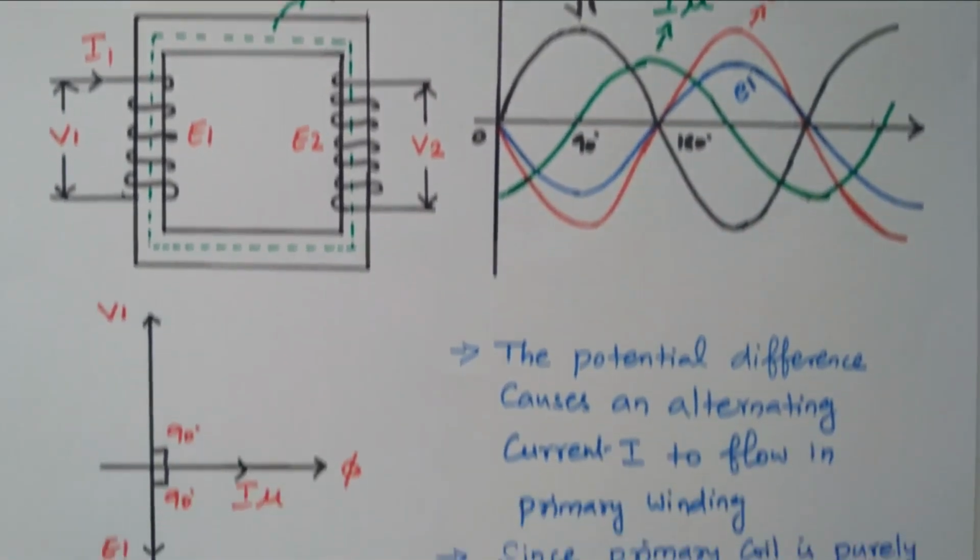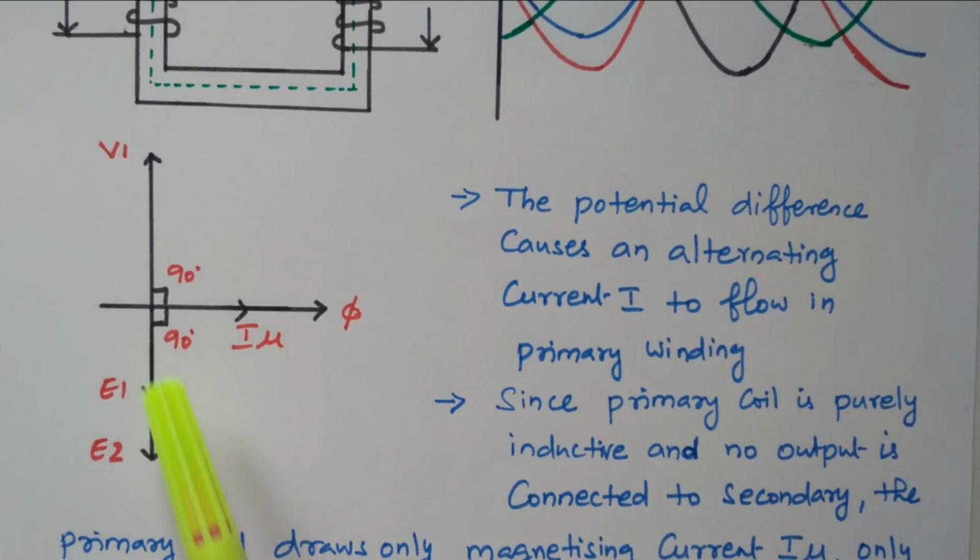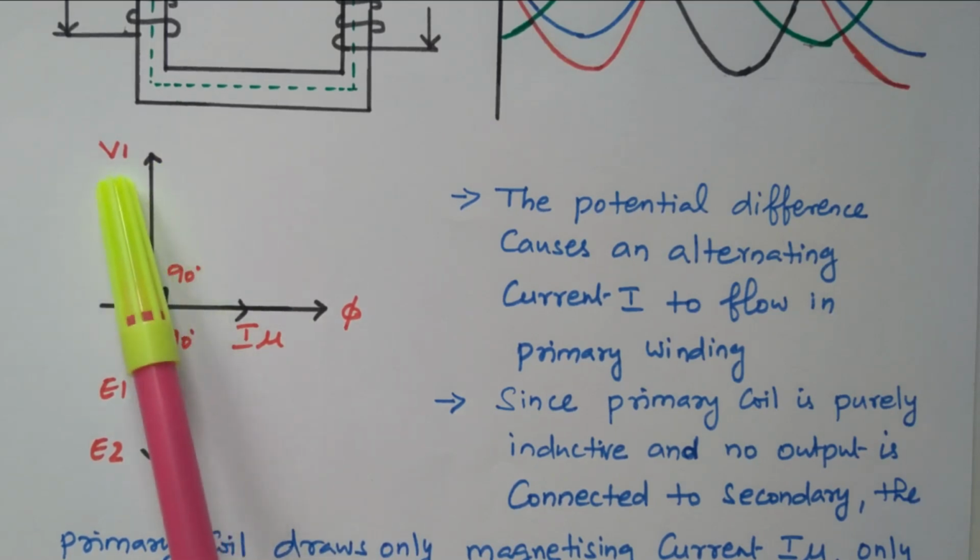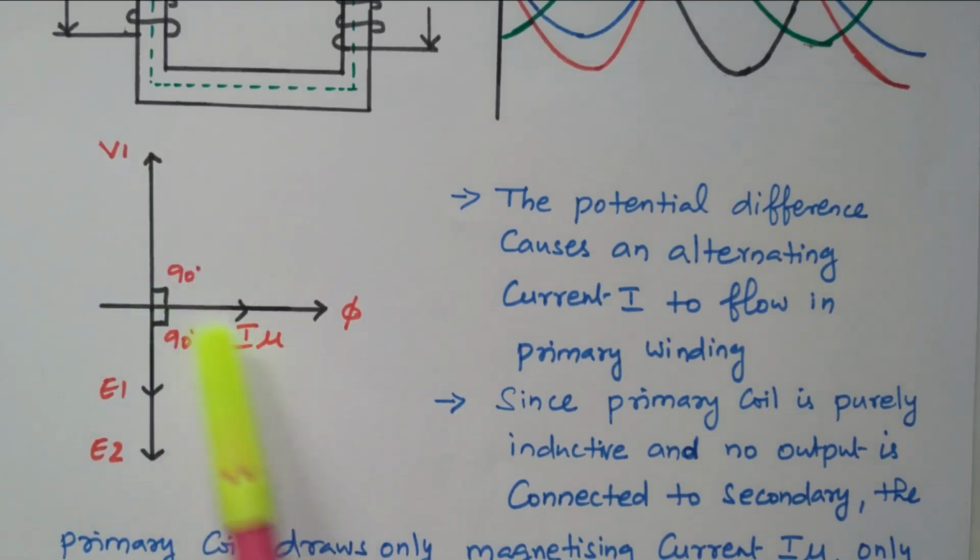Now we will see the phasor diagram. The flux is taken as reference. The magnetizing current is in phase with the flux. So due to I mu only the flux is produced. This is the supply voltage V1. Supply voltage and I mu are lagging by 90 degree. So E1 and E2 are opposite to V1. E1 and E2 are available on the opposite side.